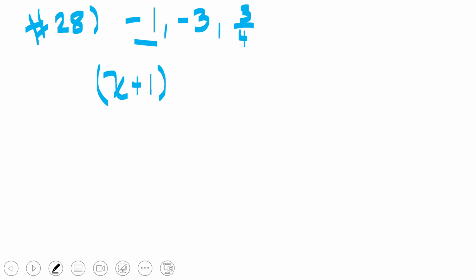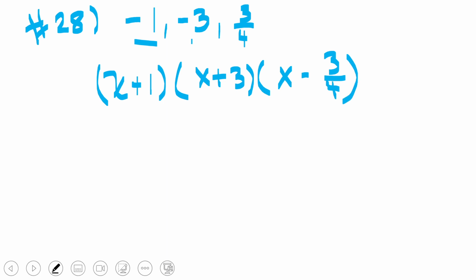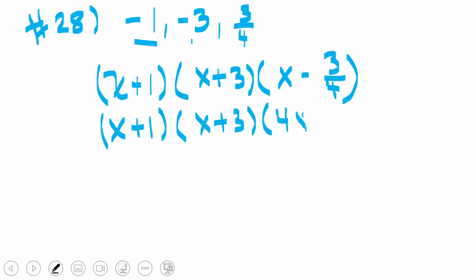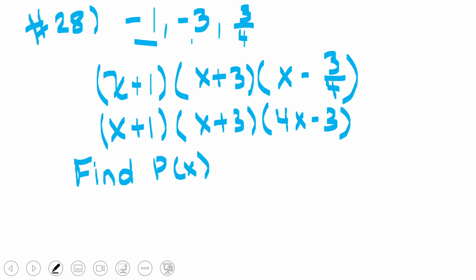All right, if you are given the zeros like in number 28, and you are just given -1, -3, and 3/4, then in much the same way of what we just solved, you're going to say, well, this is x plus 1 for a factor, and then this is x plus 3 for a factor, and then this is x minus 3/4 for a factor, but work with it set equal to 0, so you can get rid of that fraction, and you're going to have 4x minus 3. And then you're finding p of x.